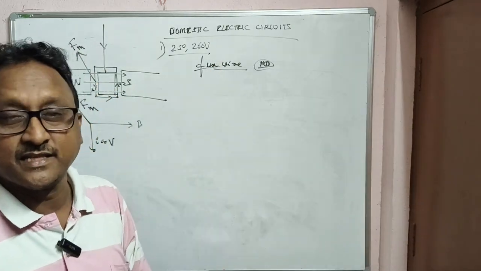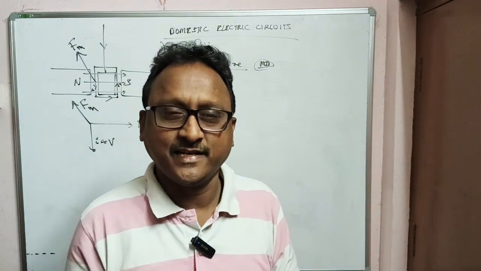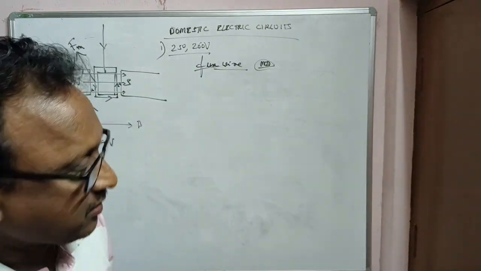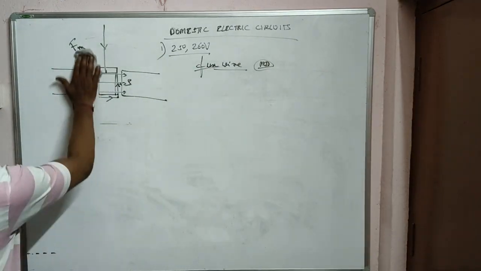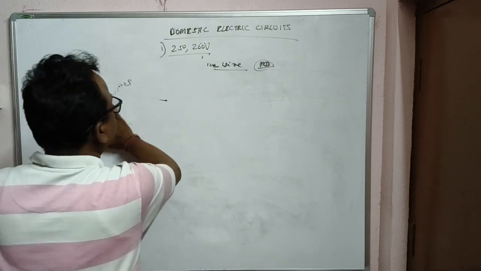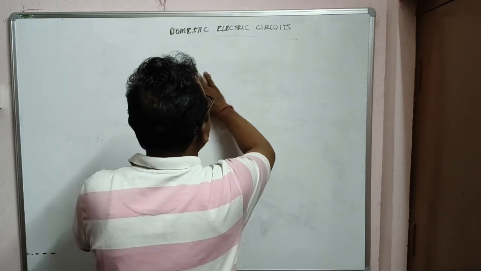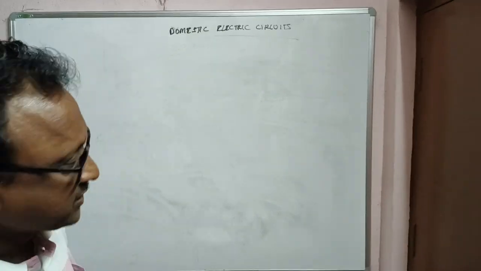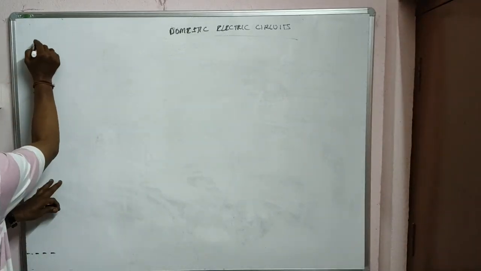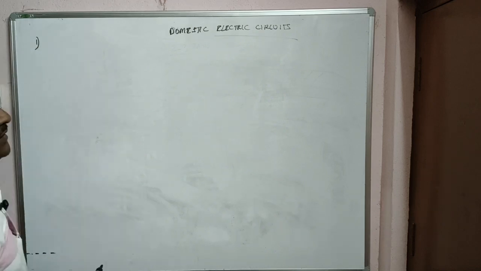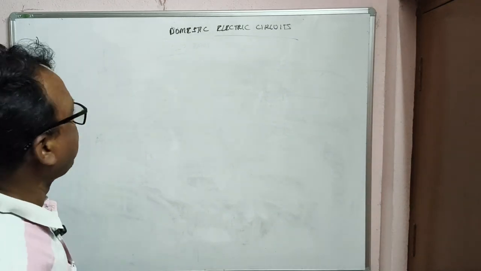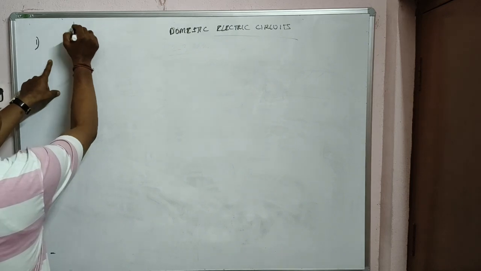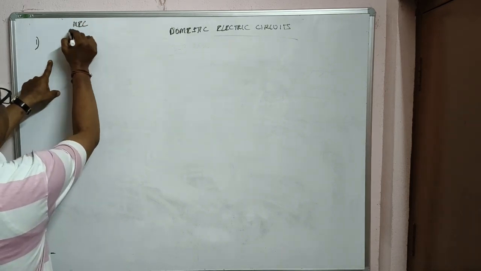Now we'll be discussing the questions in the Polycet 2025 after the concept. So now let us go to the questions in this chapter. What are the main questions asked in the Polycet examinations? Let us go. First question from this chapter, magnetic effects of current.